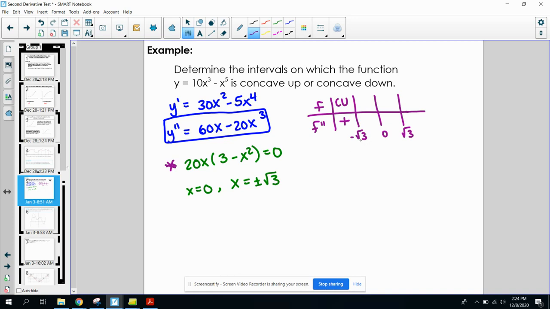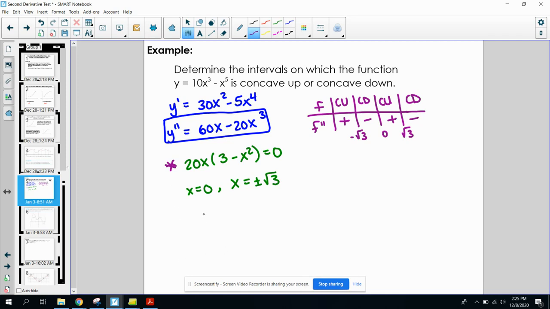I'm going to pick a number between negative root 3 and 0. So let's say negative 1. I'm going to plug that in. I'm going to do 20 times negative 1. So negative, and 3 minus negative 1 squared is a positive. So a negative times a positive is a negative. This is going to be concave down. A number between 0 and root 3. So I'll pick 1. I'll plug it in here. This will give me a positive number and a positive number. So I have positive, concave up. And then pick a number greater than root 3. So let's say 2. I get a positive number here. I get a negative number here. So negative, and this is concave down.